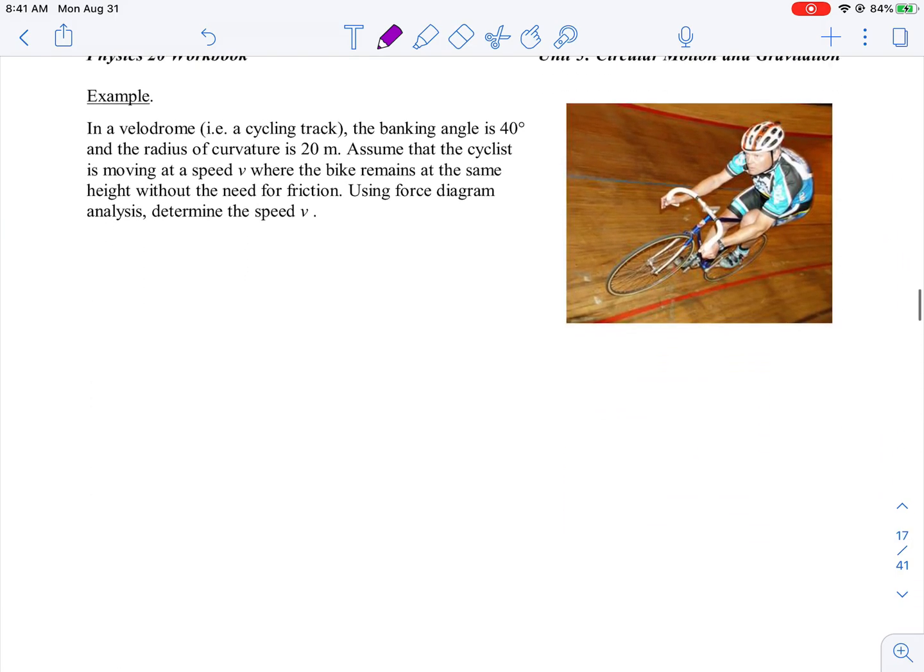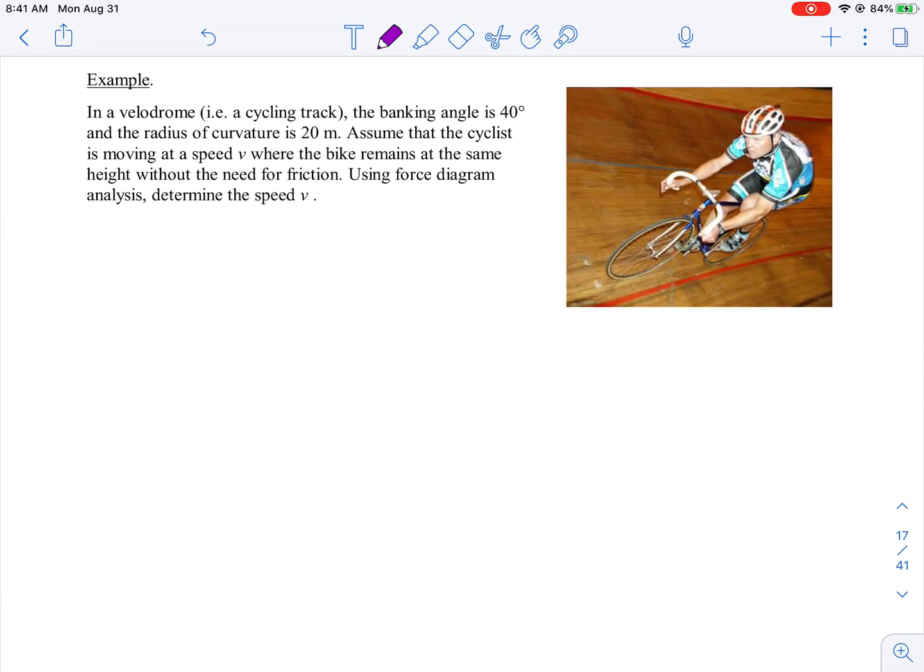All right, so we're going to take on a velodrome situation, like on a cycling track, but we're going to have this question where there's no need for friction. Not entirely realistic, but we're going to assume that this bike is going around at the proper speed to stay at this radius and this banking angle with no friction necessary whatsoever. Now, what speed would that cyclist have to go? I recommend you try it yourself first. Just pause.